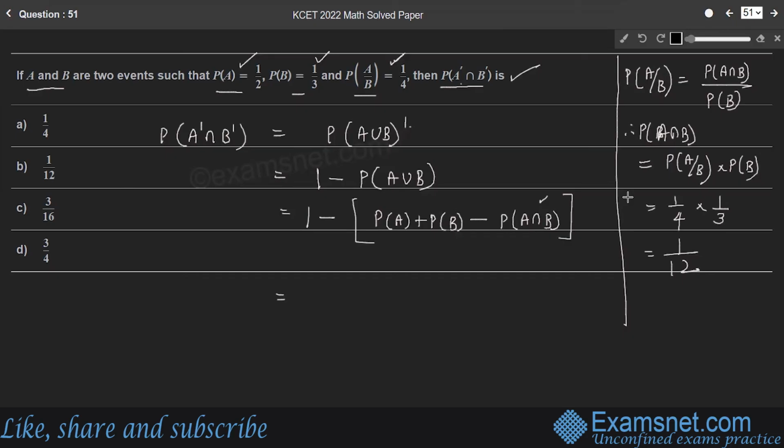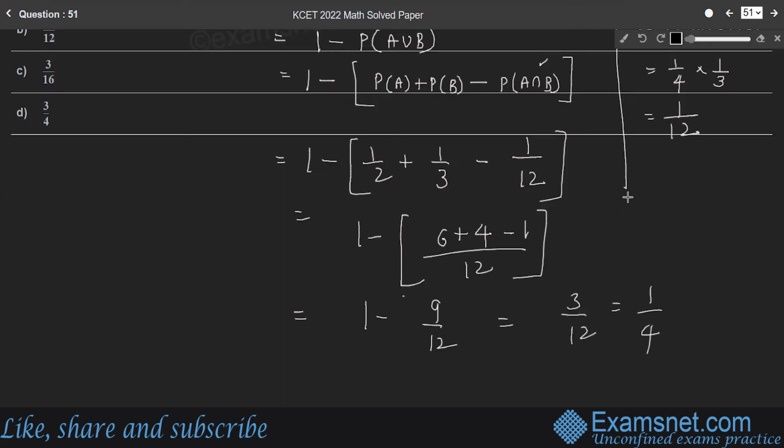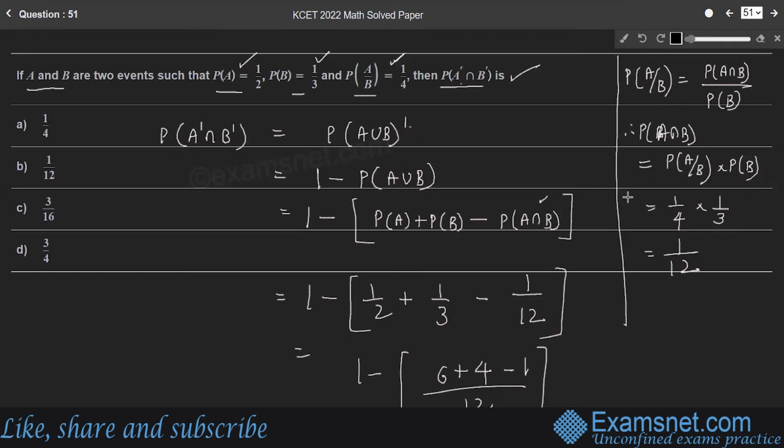Substitute these values. 1 minus P of A is 1 by 2 plus P of B is 1 by 3 minus P of A intersection B is 1 by 12. Simplify it, you will get the answer. So 1 minus, 12 is the LCM. Numerators become 6 plus 3 into 4 minus 1. So 1 minus 9 by 12, which is equal to 3 by 12, which is 1 by 4 is the answer. So P of A prime intersection B prime, or P of A dash intersection B dash, is 1 by 4. Option A is the right answer.